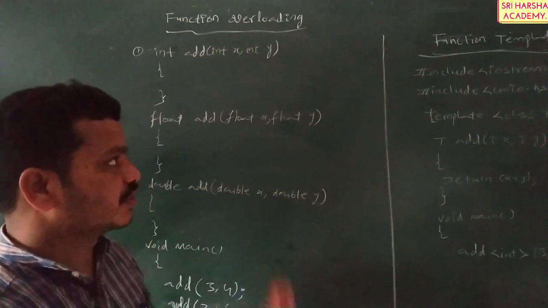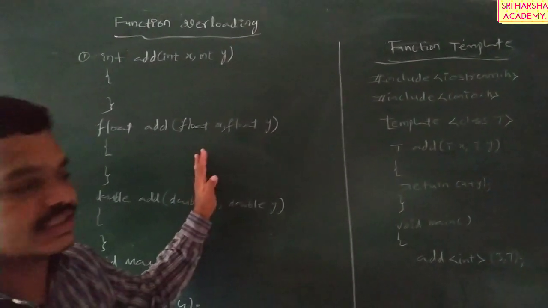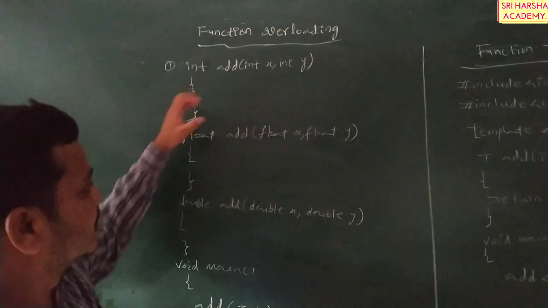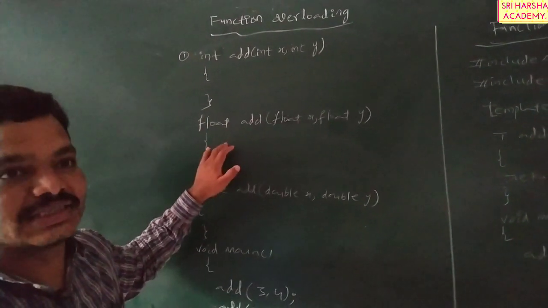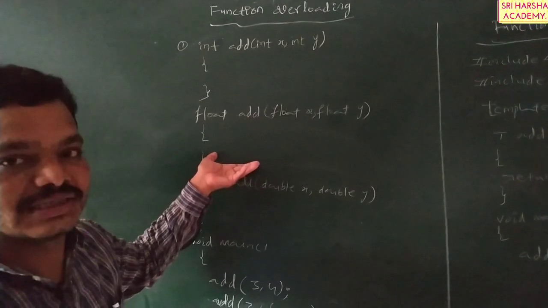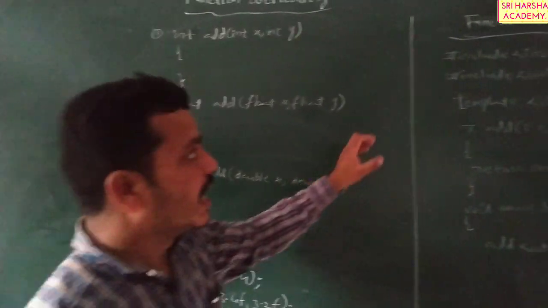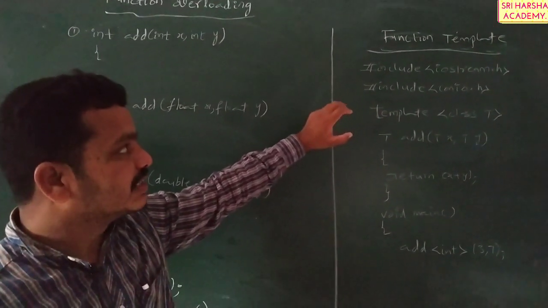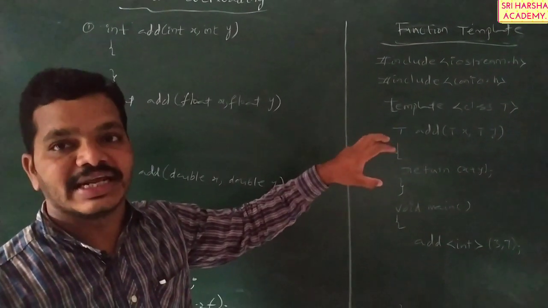Function templates, the first concept. I compare it with function overloading here. At the start I said integer addition, float addition, double addition. It produces redundancy and increases the program length to write the same code for the same function. So by using a function template, which is generic, it deals with different data items or different data types.